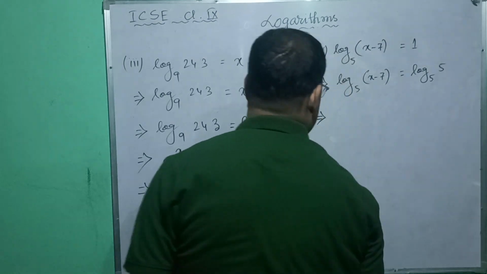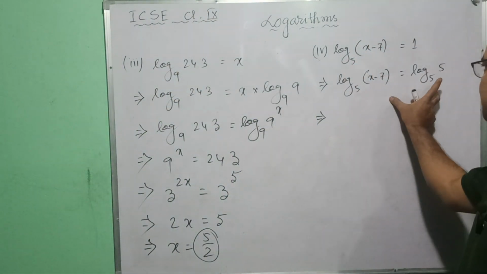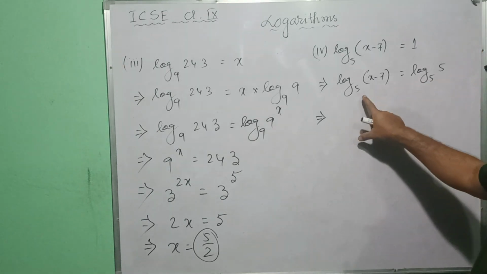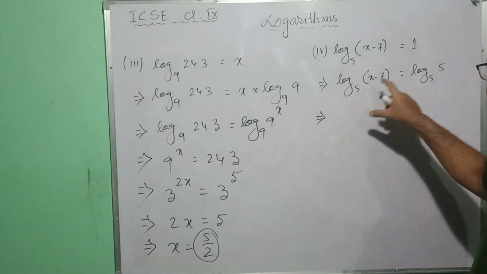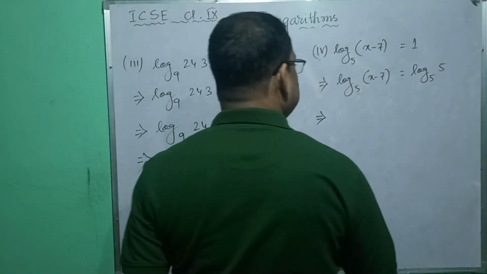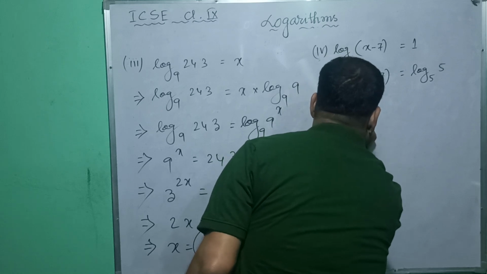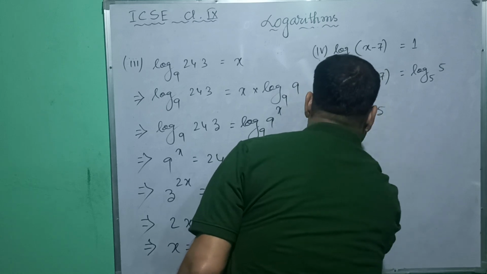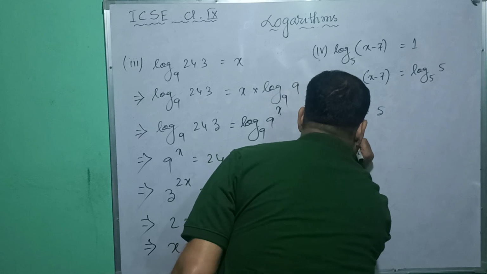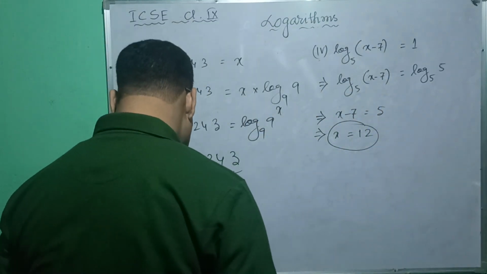This implies, one thing you have to remember, unless the base is the same, we cannot remove log. That's why here the base is also 5, here also 5. Now we can remove log, so we can write x minus 7 equal 5. This implies x equal to 12. So this is the value of x in question number 4.